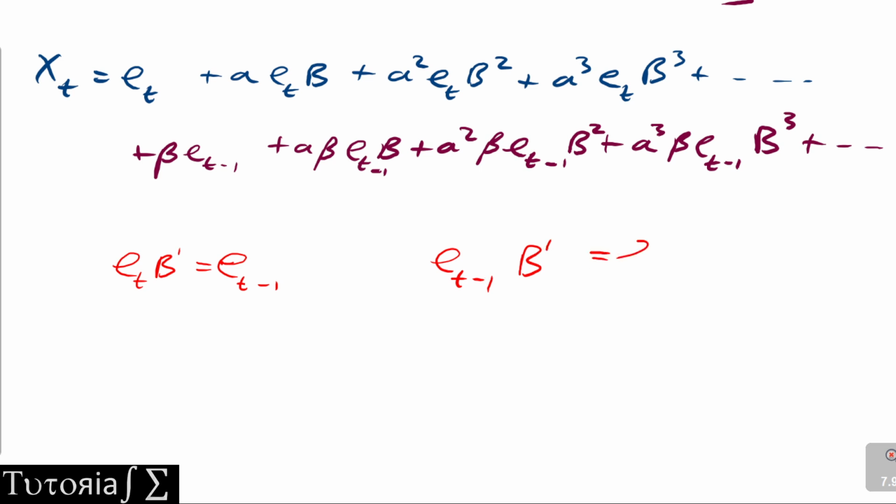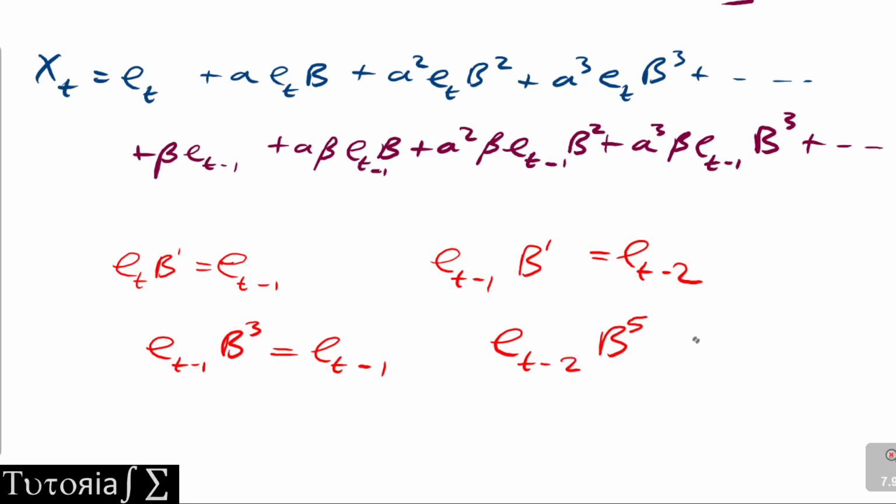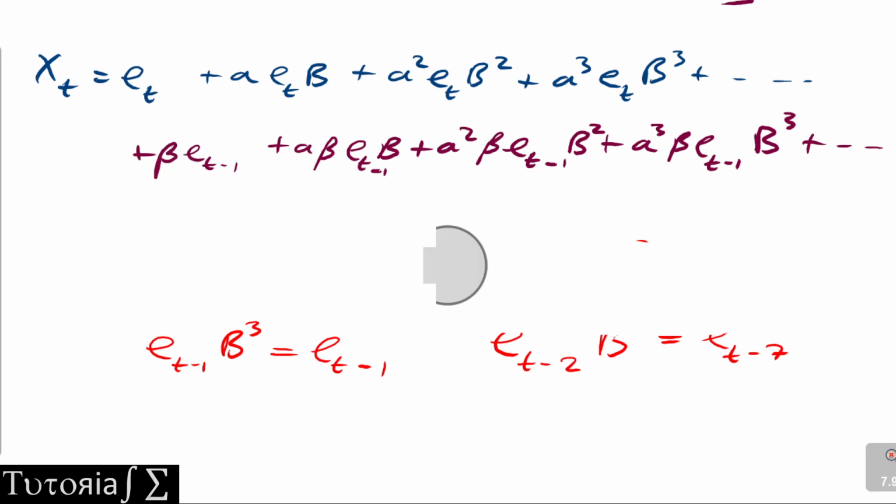So this will be equal to e_{t-2}. If we have one lag and three backshifts, this will be equal to one lag plus three lags, so that will be four lags. So this will be e_{t-4}. I hope you get the idea. If you have, let's say, two lags and five backshifts, this will be the two lags plus five lags, so this would be e_{t-7}. So that is the general idea on using the backshift operator.